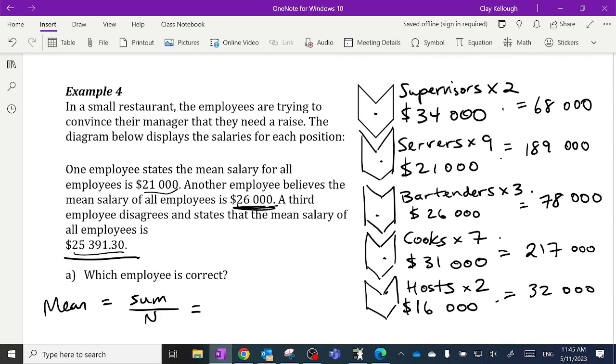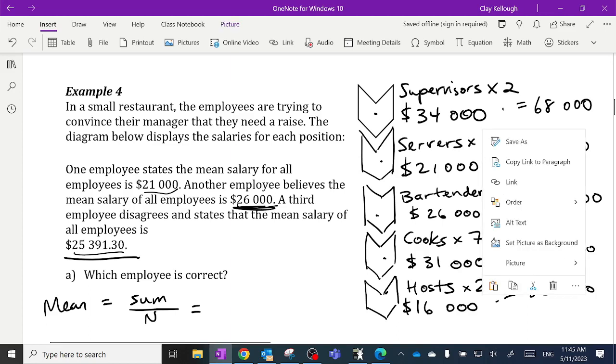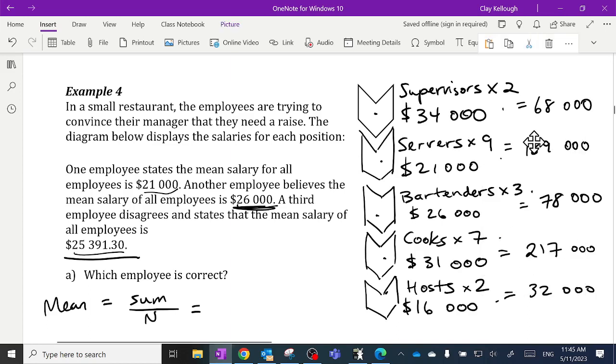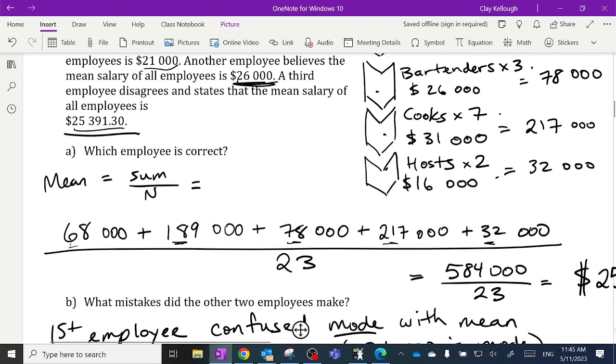Well, let's see. If I were to line up all of these salaries in order, there's 15 of them. What's the 8th one is the middle? So the first 2 would be hosts. The next 9 would be servers. That gets me to 11. The next 3 are bartenders, so 2 plus 9 is 11. Oh, wait a minute, hang on. What did I say there was again? There's 23, my bad. 23 employees.